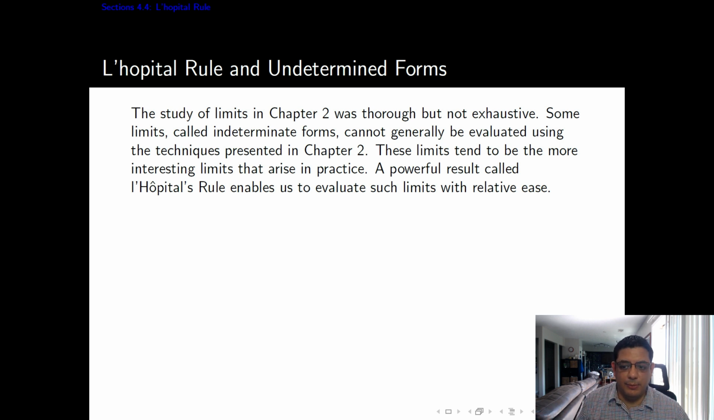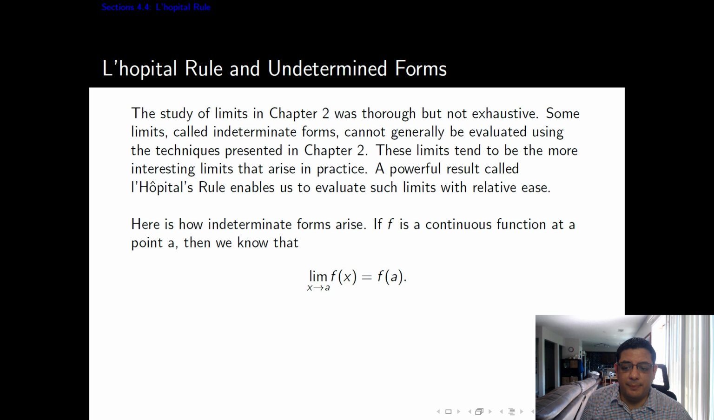These limits tend to be more interesting because there are forms where you need to do either some algebra or something else to be able to find out what they really are. These forms are what we call indeterminate forms. They include 0 over 0, infinity over infinity, and many others that we're going to show in this section. So here's how indeterminate forms show up.